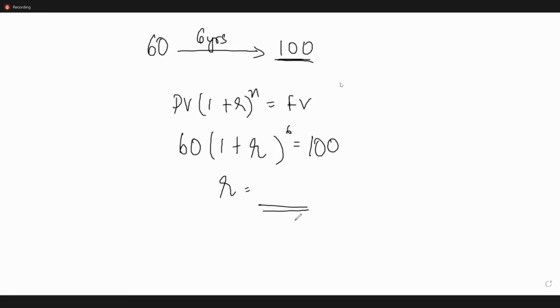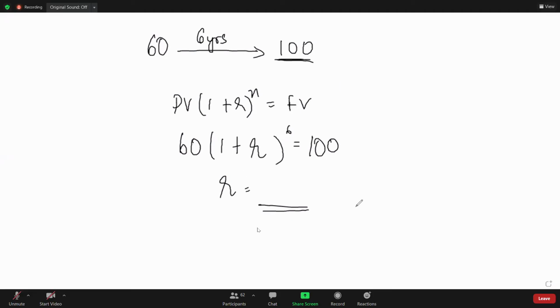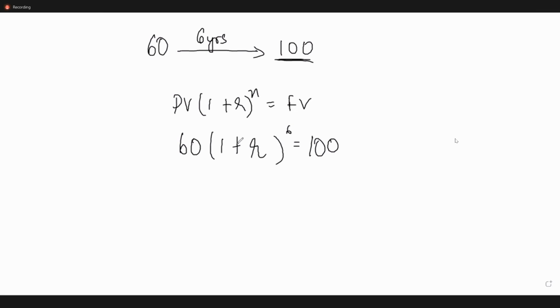Very good. Hadi has given me the answer. What about others? Yes. Soumya, that's the right answer. How do you do this? Can I say 1 plus r the whole to the power 6 is equal to 100 divided by 60? 1.67. Then take the sixth root on both the sides.